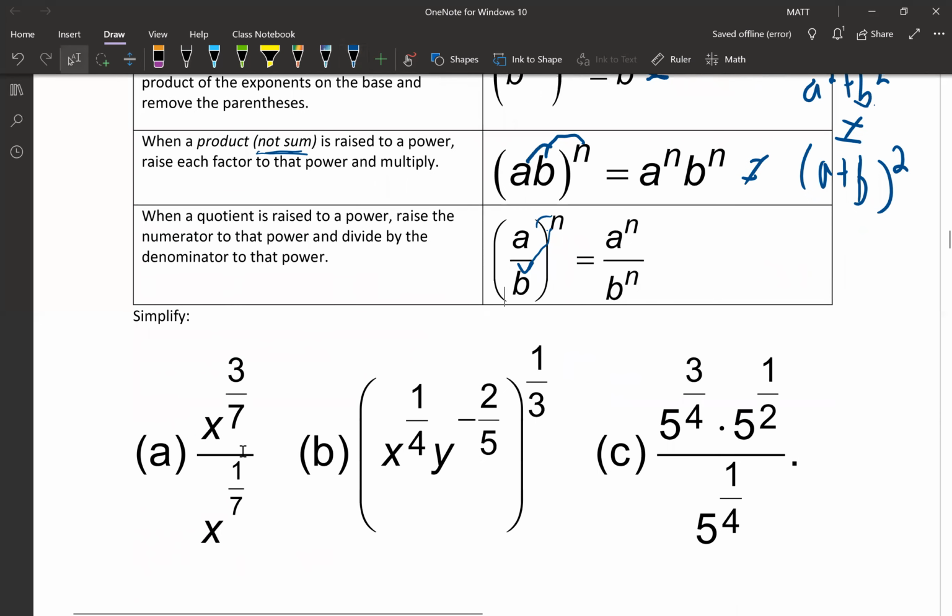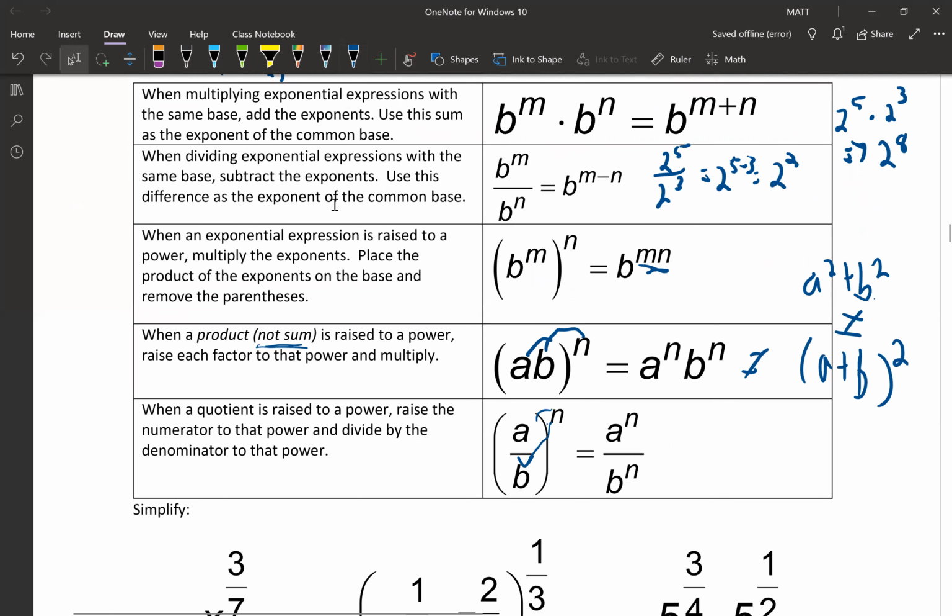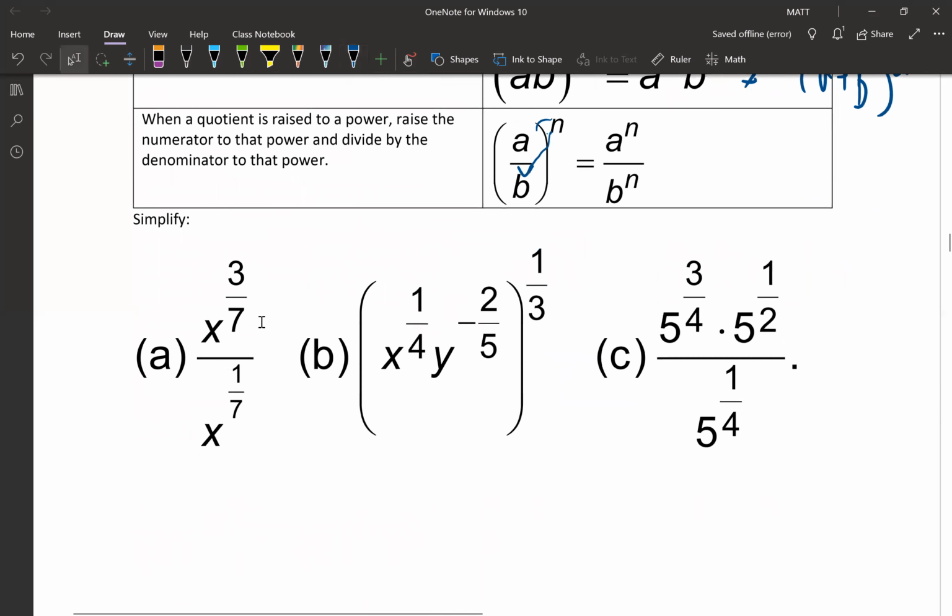Okay, so let's look at some examples here. We have this example right here. This one says we have x to the 3/7 power, and we're dividing it by x to the 1/7. So this is just like our division rule, so this is going to be our second rule here. When we're dividing these and they have the same base, all we need to do is subtract the exponents. And remember, the order matters here, so we have to have this exponent first and have the 1/7 second. So I have x to the 3/7 minus 1/7, which is equal to x to the 2/7.